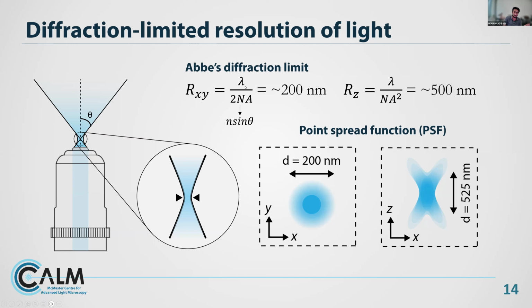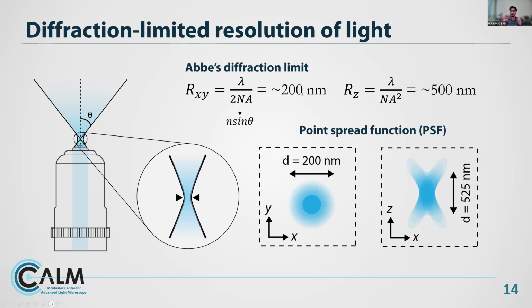Lambda is the wavelength of light that you're using to look at the sample, and the NA is the numerical aperture of the objective. So the shorter the wavelength and the higher the numerical aperture, the better your resolution will be. And the axial resolution is lambda over NA squared. So your Z resolution is usually significantly worse than your lateral resolution.